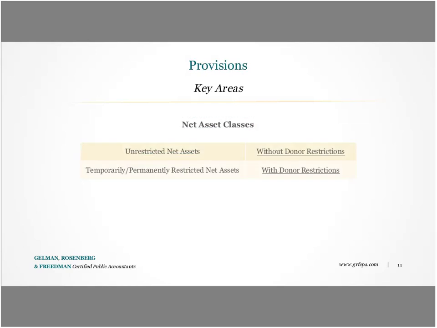So again, one of the main key areas of this update has to do with the net asset classes. Currently, there are 3 net asset classes: unrestricted net assets, temporarily restricted net assets, and permanently restricted net assets. The unrestricted net asset classification will be replaced with net assets without donor restrictions. Temporarily restricted and permanently restricted net assets will be replaced with net assets with donor restrictions.